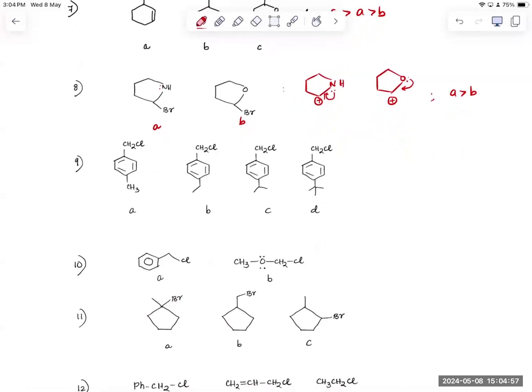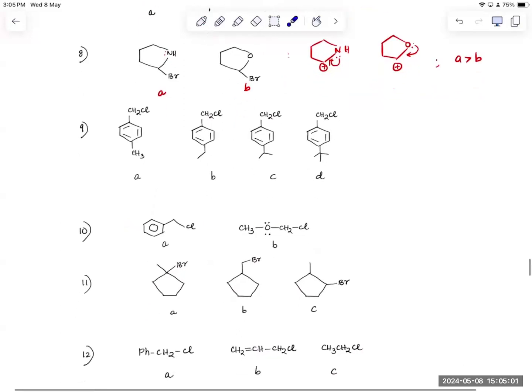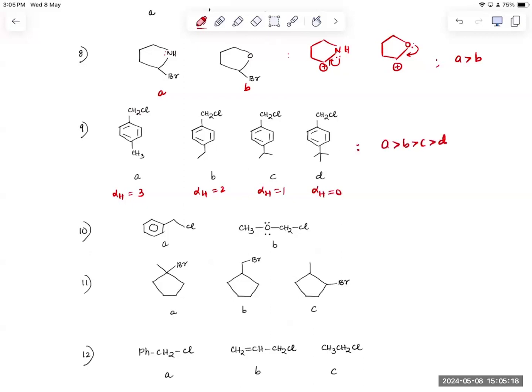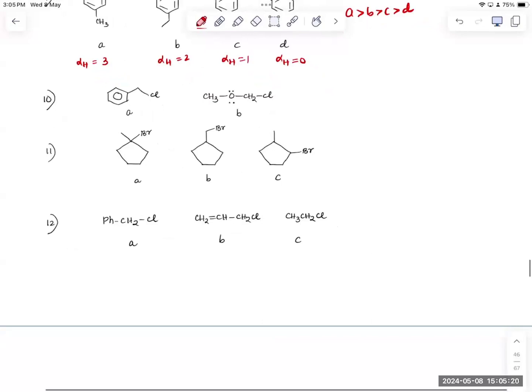Next, if you have A, B, C, D here, now if you want to check out the rate, you just count the number of alpha hydrogens. Alpha hydrogens here are 3, here are 2, here are 1, and here are 0. So the more the alpha hydrogens, the more is the stability of the carbocation. So A is better than B, better than C, better than D. Next, between benzyl and a lone pair supporting group, the lone pair will have much more support. So B is greater than A.